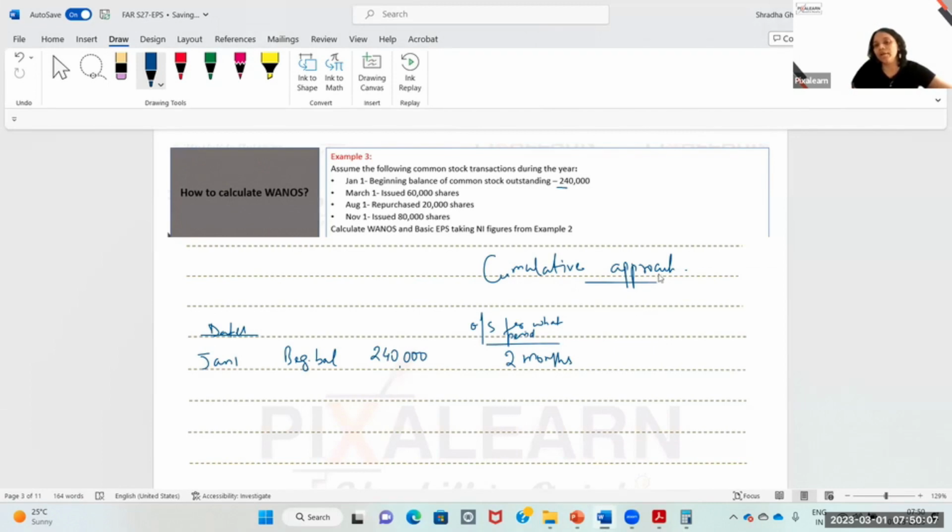If I take the weighted average of these, I will take 240,000 for 2 divided by 12. It's going to give me a figure that corresponds to 240 for 2 months, because for 2 months, the number of shares outstanding was only 240. Yes or no, guys? It is 40,000 shares.